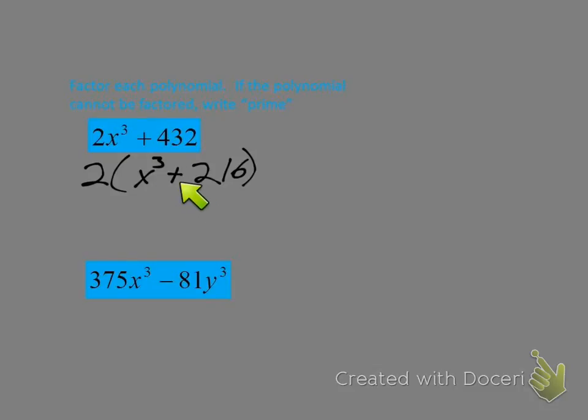Now, look at what you can keep doing. We've done this one already, or at least we've done x cubed and 216. Maybe not the sum, but the difference. So now you can go again. Now you apply the sum of two cubes rule on just this. What happens to this 2? It stays in front of the parentheses. It hangs out. So 2, parentheses for your binomial, parentheses for your trinomial.